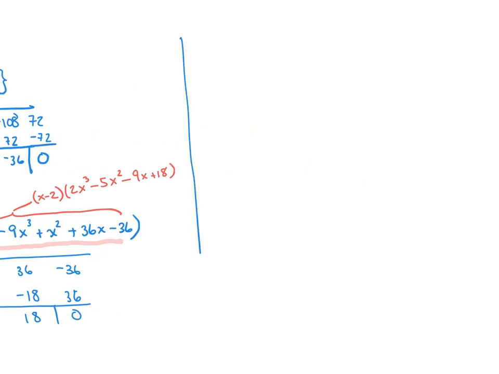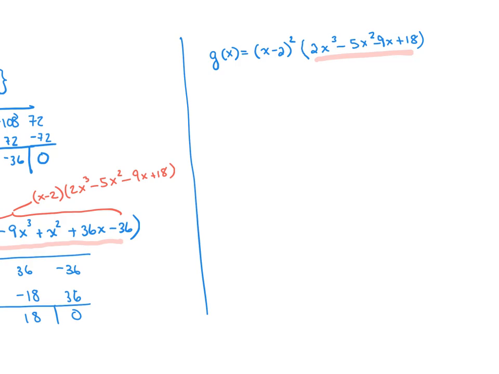This means g of x equals, we've said x minus 2 is a factor twice now. And if we factor out the x minus 2, we get 2x cubed minus 5x squared minus 9x plus 18. Now our attention can focus on this cubic. So x minus 2 was a factor once, it was a factor twice. What if it's a factor again?